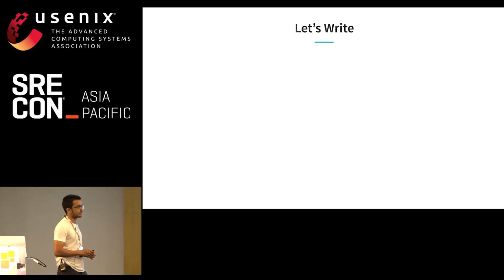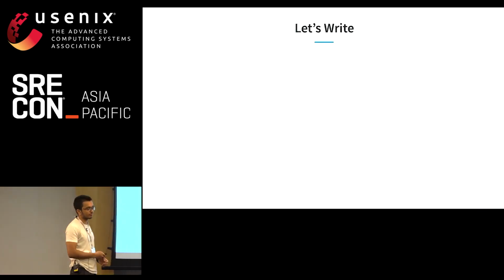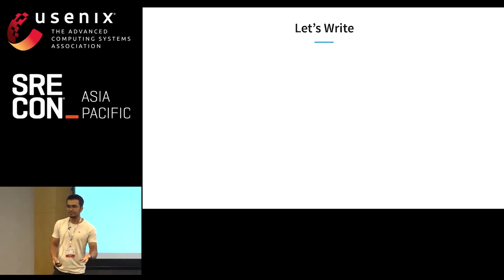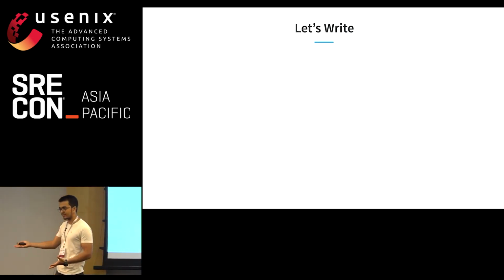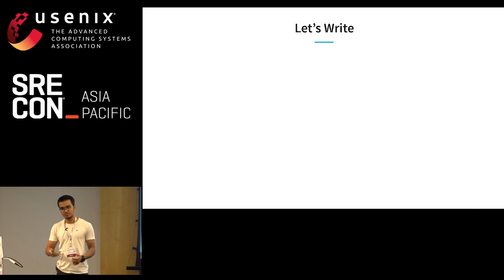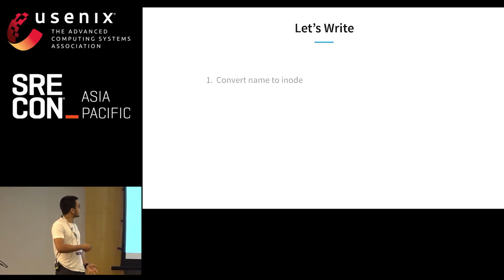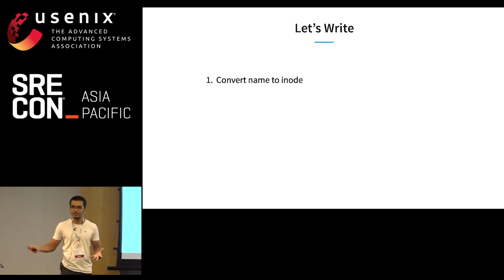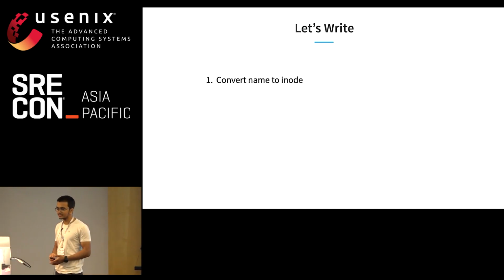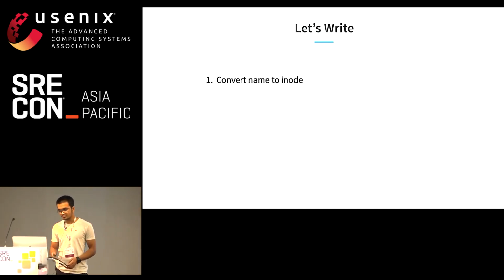Now let's talk about writes. So you want to write to a file. Obviously, to write, you will be writing to some data block. And as we just saw, to get the data block, you need the inode number for the file. So you will be doing the same thing. You will be converting the file name to the inode, like we did in the read case. So you convert and you get the inode number.